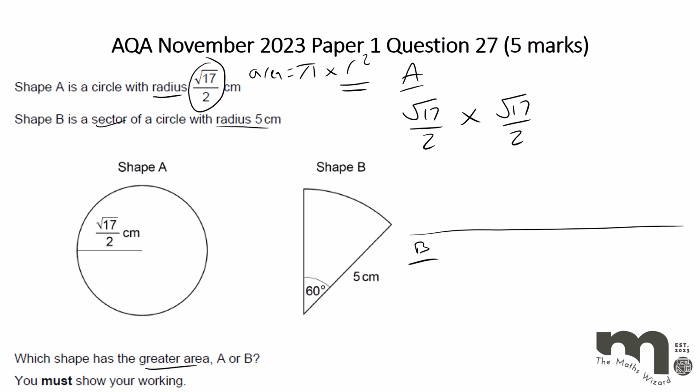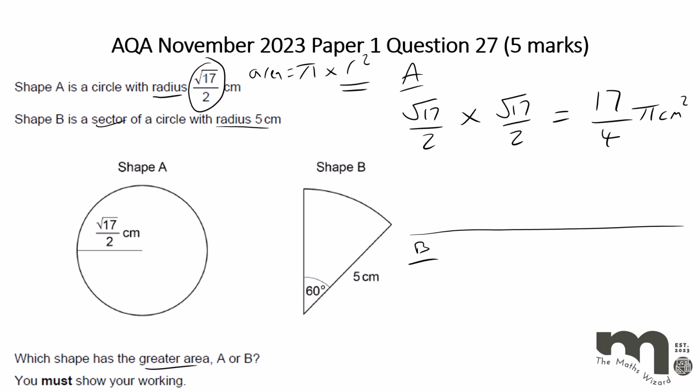So when we do the square root of 17 multiplied by the square root of 17, they cancel each other out. So you just get 17, and then 2 times 2 is 4. So it's 17 over 4 pi centimeters squared for the area of shape A.